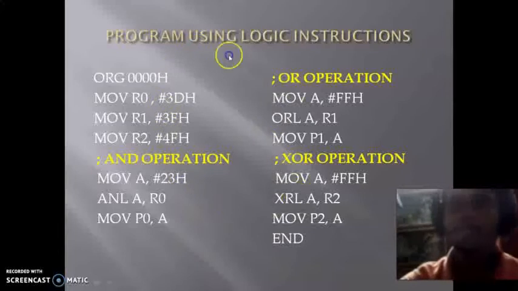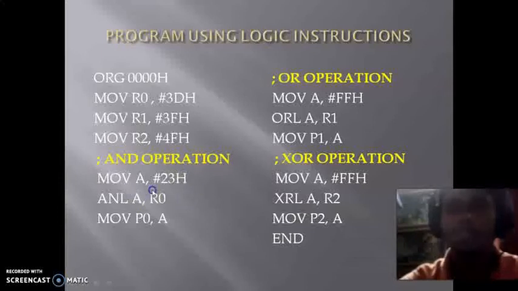So in this program we are seeing that this is starting at this, and 3D is stored into register R0, 3F is stored into R1 and 4F will be stored into R2 by using MOV instructions here. These 3 are the 8-bit data stored into R0, R1 and R2, and we will use these data for the AND, OR and XOR operations.